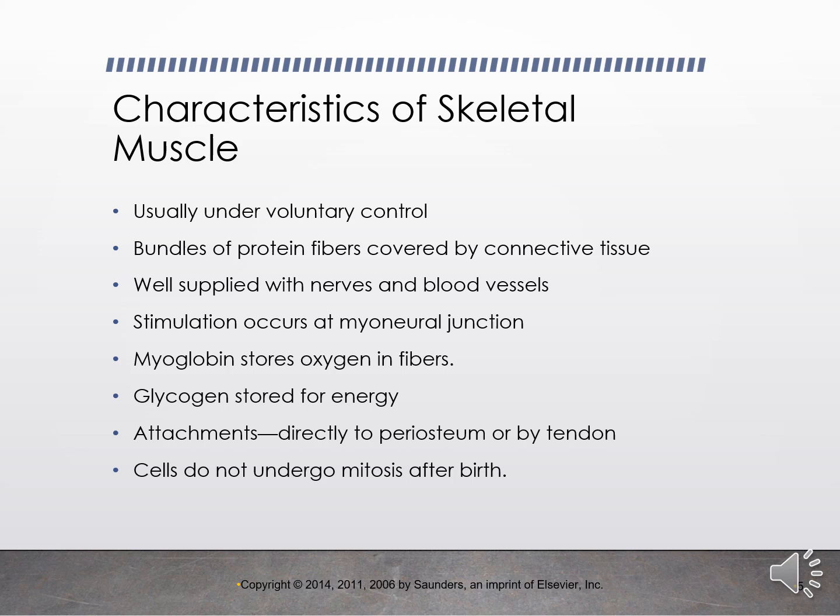During exercise, the blood vessels in the muscles are dilated to promote greater blood flow into the muscle, increasing the supply of oxygen and nutrients. Myoglobin is an oxygen-binding protein similar to hemoglobin that stores oxygen in the muscle fibers. Glycogen is a source of glucose and is also stored in the muscle fibers. Muscles can be directly attached to the periosteum of a bone or by a tendon that connects two bones that articulate at a joint. Skeletal muscles don't undergo mitosis after birth.